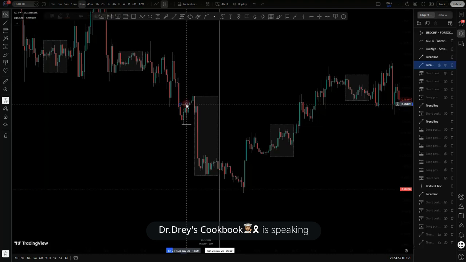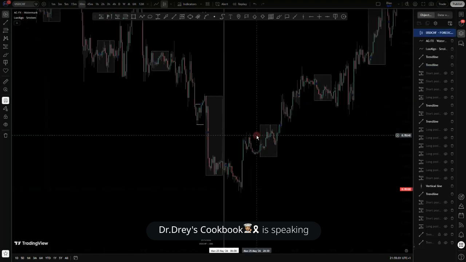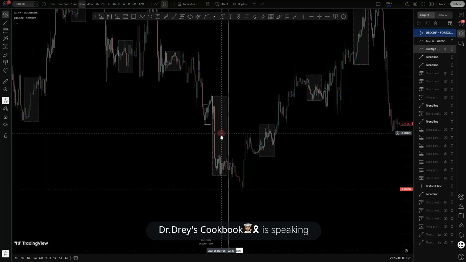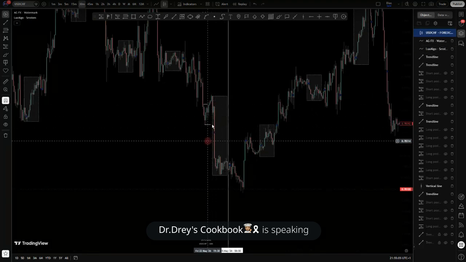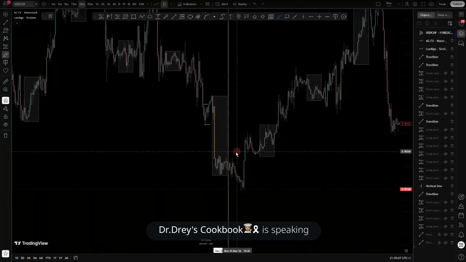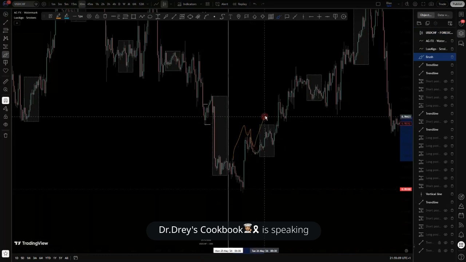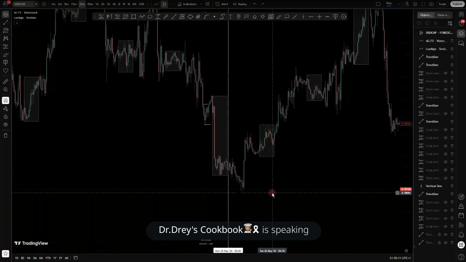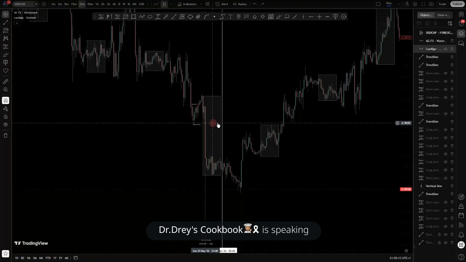So personally, I waited for a confirmation entry before trying to sell this because of this thing here. I was waiting for price to engineer liquidity here, take it out, and then something like this. When I have a setup like this, that's the exact thing that I do.